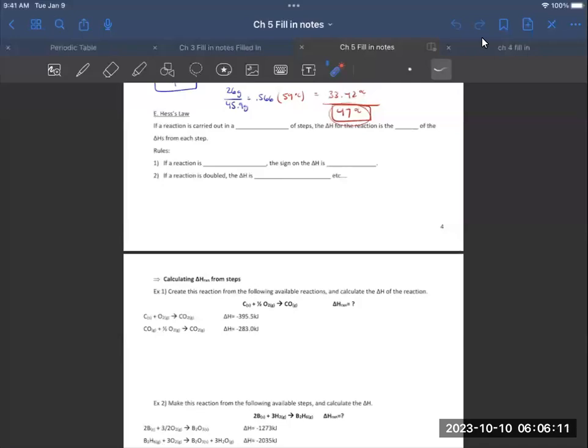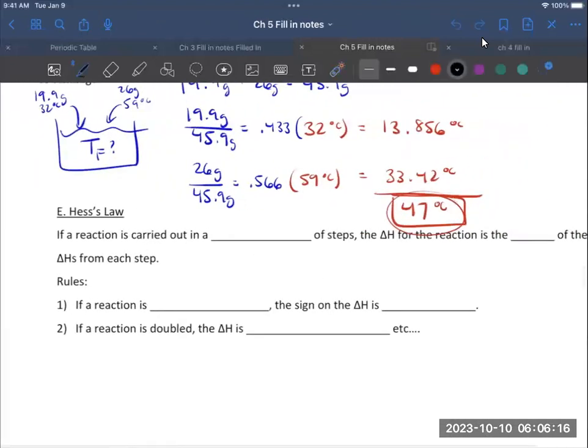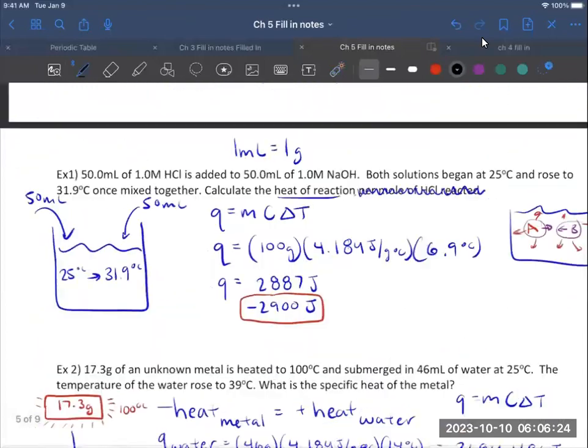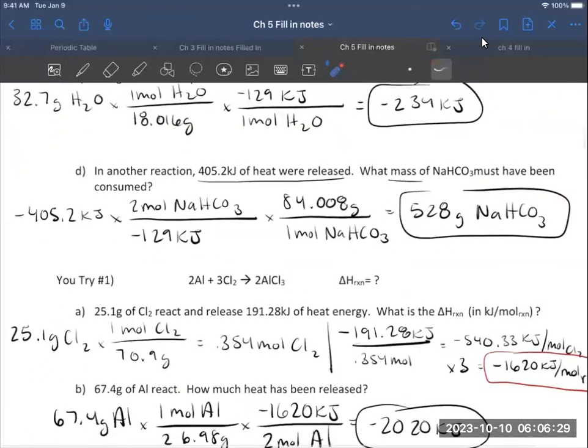All right, folks, today we are talking about Hess's law. Hess's law is yet another way of solving for the delta H of a reaction, okay? So instead of using a thermochemical equation like we learned way up here, like these guys, okay?